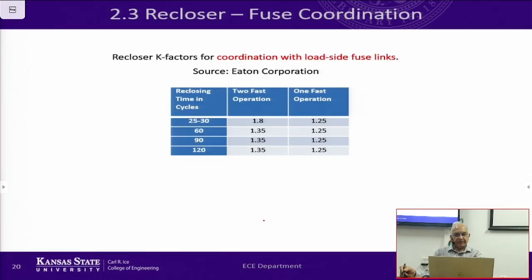Okay, so again, if the reclosing is faster, then use a bigger number. If the reclosing is slow, 60 cycles, 90 cycles, then this number is 1.25. And if you have only one fast operation, you can reduce that number by a little bit. So these are again because of some practical considerations.